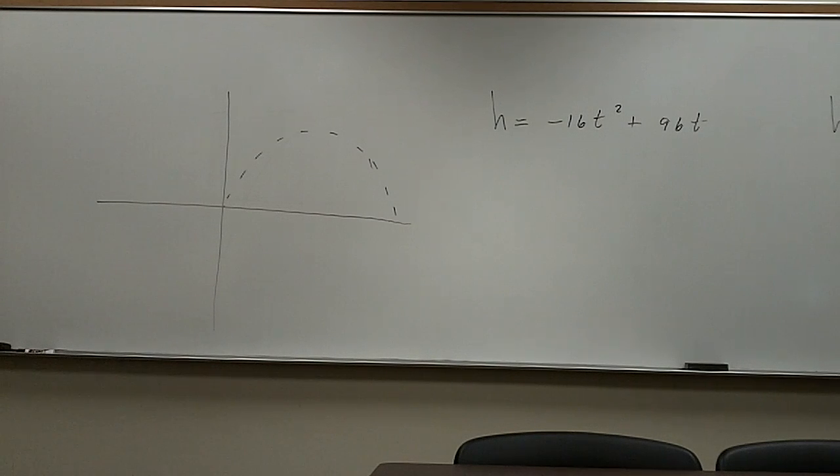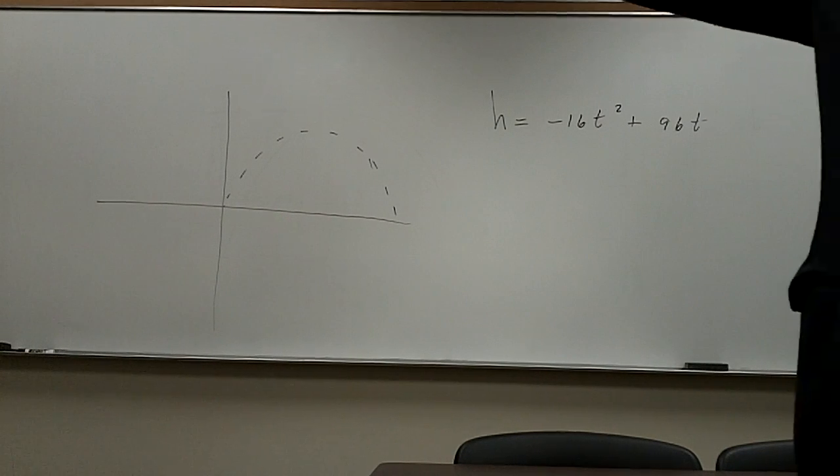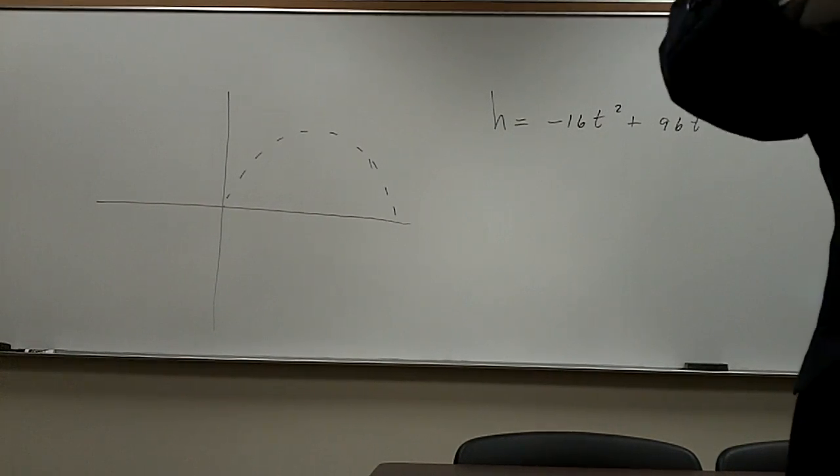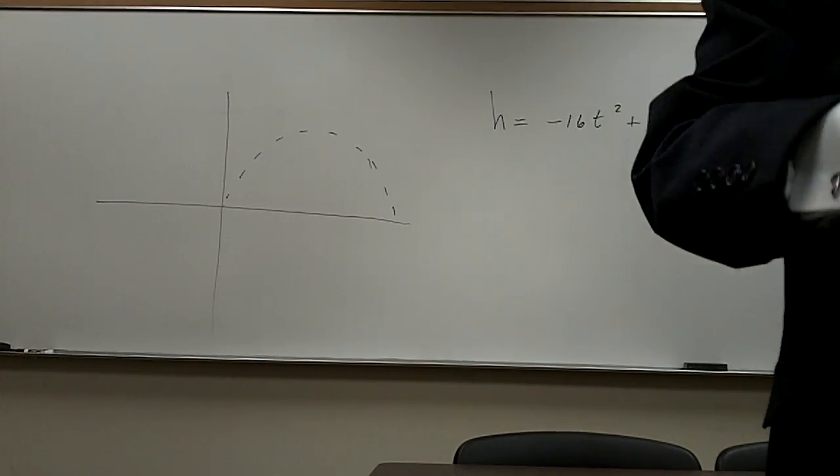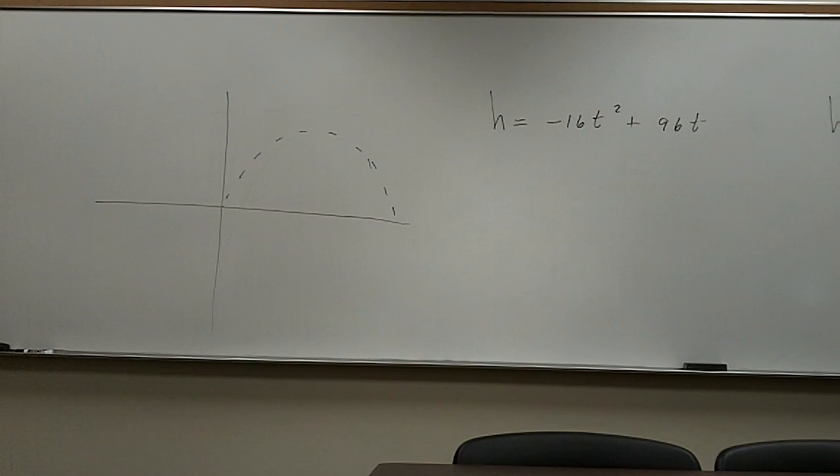It's time to go. So, did anybody get this from work? Everybody get it? Find the vertex. How do you find the vertex? Minus b divided by 2a. Yeah, minus b divided by 2a. What's 96 divided by 32? 3. Guess what? 3 seconds, and it's at its maximum height.